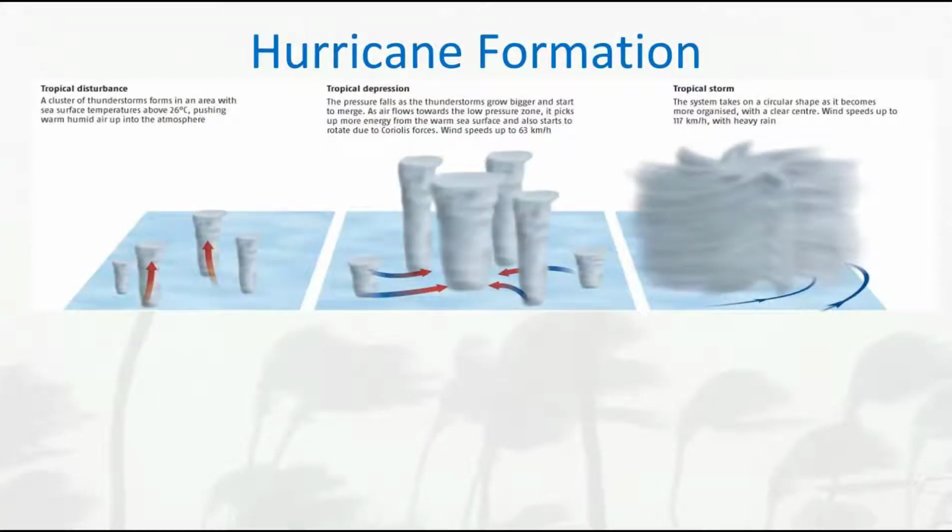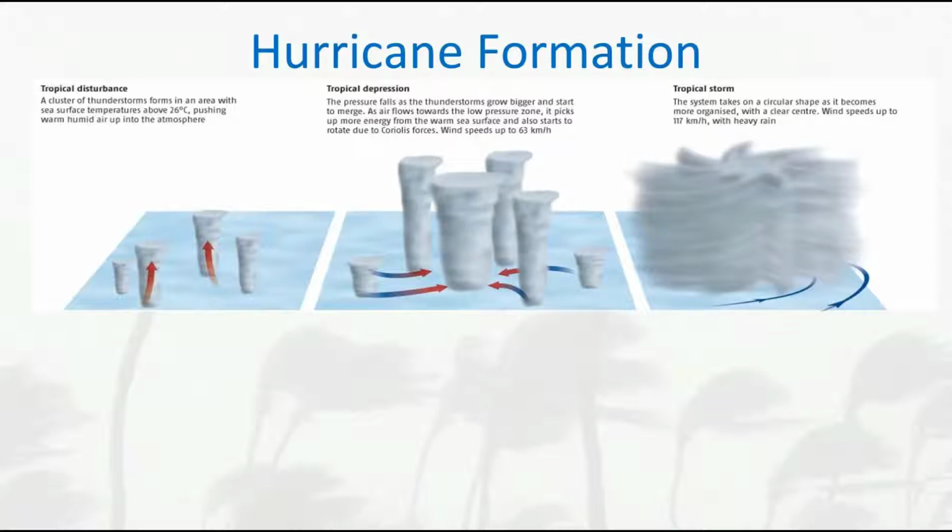So as far as how a hurricane forms, it starts with the tropical disturbance. A tropical disturbance is a cluster of thunderstorms that develop in an area where sea surface temperatures are above 78 degrees. These clusters of thunderstorms push warm air upwards. And as the thunderstorms grow bigger and start to merge and combine, the surface pressure will begin to drop.